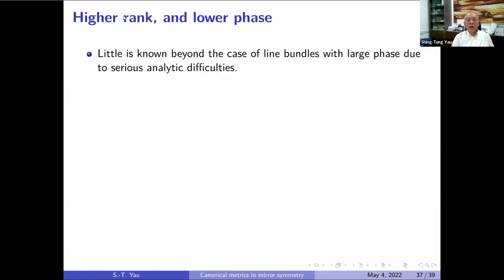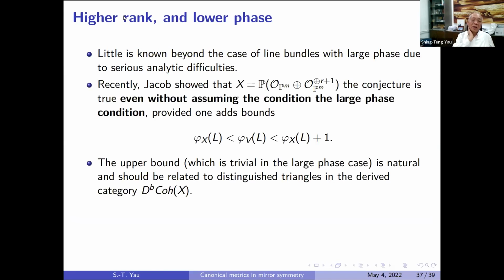Now, little is known beyond the case of line bundles with large phase, due to serious analytic difficulty. And recently, Jacob showed that in an important class of manifolds, which is obtained by projectivizing O(P^n) plus O(R+1), the conjecture is true even without assuming the large phase condition. He provides a bound, which is defined here. Previously, we only had a left-hand side bound. He makes some condition so that on the right-hand side it also has an inequality. Well, the upper bound turns out to be trivial in the large phase case.